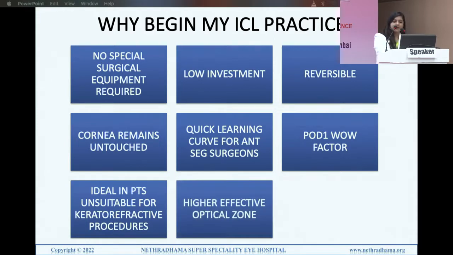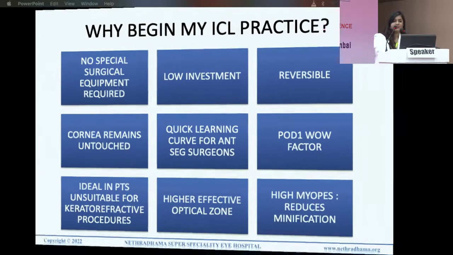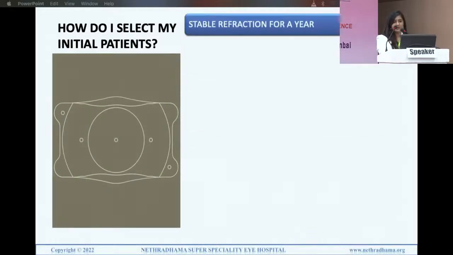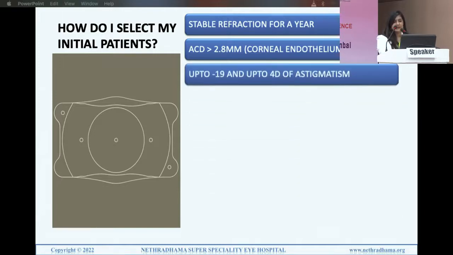And that post-op day one wow factor that I was talking about is added to by the higher effective optical zone. And in high myopes, it reduces the minification. So initially, how do I select my initial patients? The refraction should be stable for at least a year. The ACD should be greater than 2.8, ideally greater than 3 mm from the corneal endothelium to the lens.